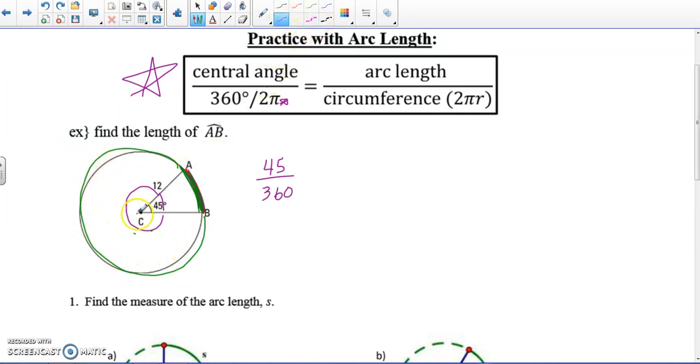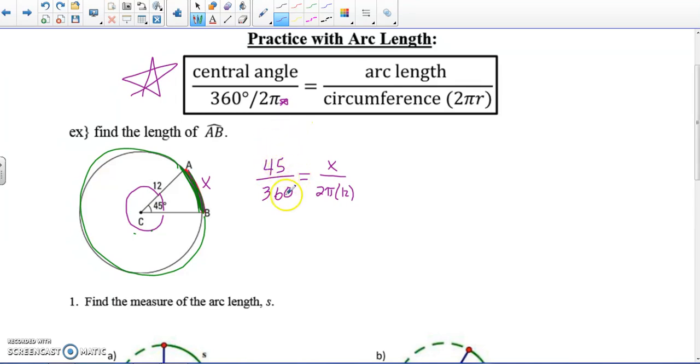So to set this up, we can say 45 is to 360, as our arc length, our unknown, because that's what we're trying to find, is to our whole circumference. And the circumference is 2 pi r. So 2 times pi times the radius, which is 12.